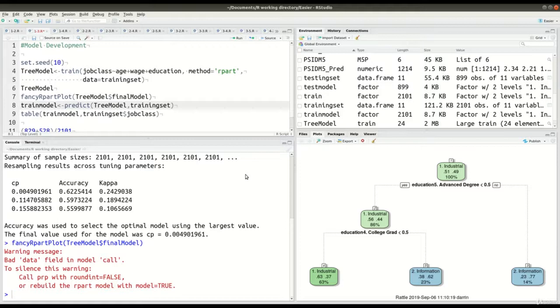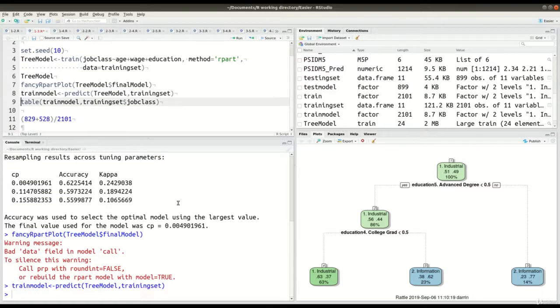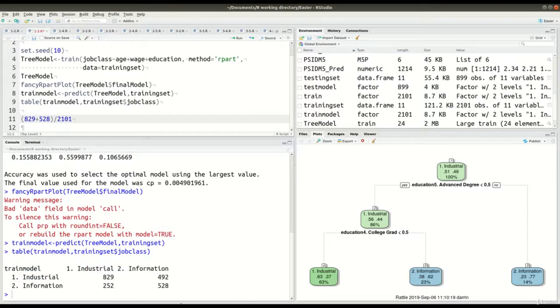Now, what we're going to do now is, in line 8, we're going to predict. Using the predict function, we're going to try to figure out how accurate our model is. Now, we already know the accuracy right here at 62.25, but just for the sake of practice, we're going to do this. So I press Control Enter, and it's already done, and then I look at the table.